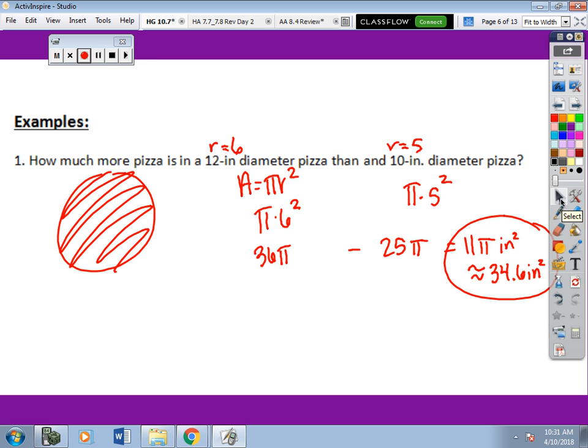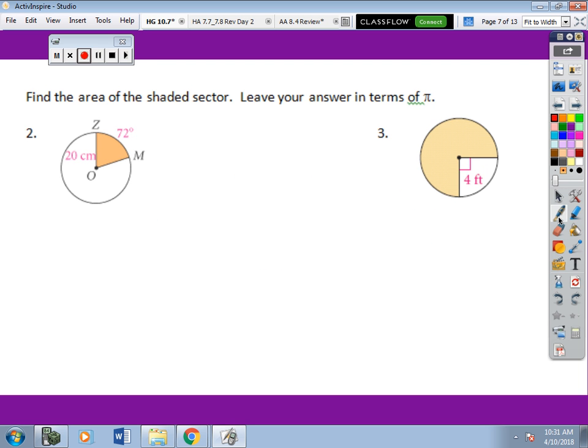All right, the rest of them are now sector areas. So sometimes you'll be given the measure of the arc. Sometimes you'll have to problem solve to find out how big the arc is before using the formula. But we will be looking at our shaded sector, and the first two ask us to leave in terms of pi. So sector area is our arc divided by 360 times pi r squared. Plug in your numbers.